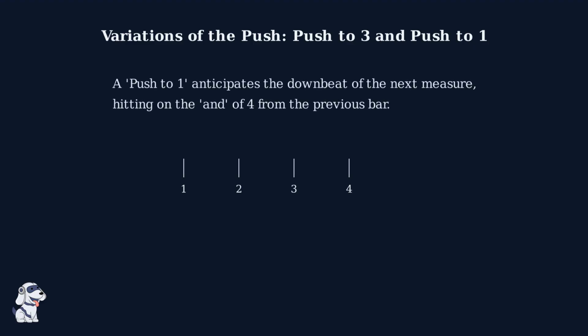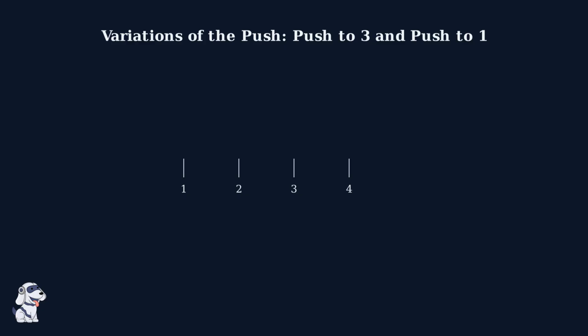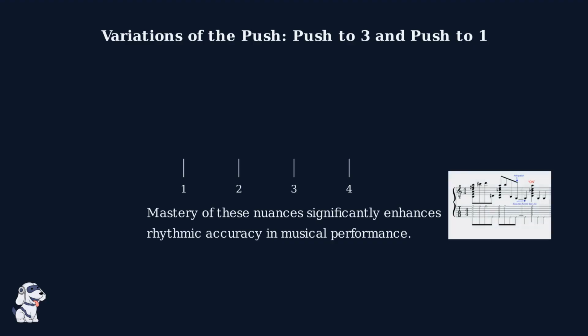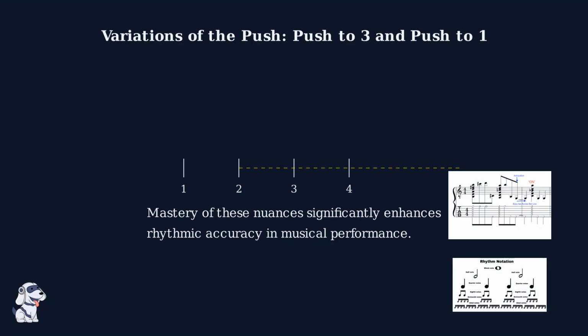A push to 1 takes this further by anticipating the downbeat of the following measure. The chord strikes on the "and" of beat 4 from the previous bar, bridging measures smoothly and maintaining forward momentum. Mastery of these push variations significantly enhances rhythmic accuracy. They allow musicians to create more sophisticated timing and groove, essential for professional performance across genres.